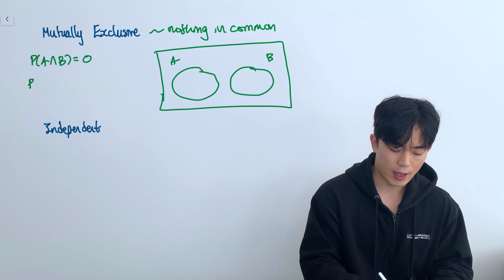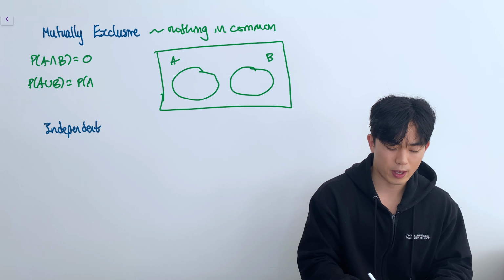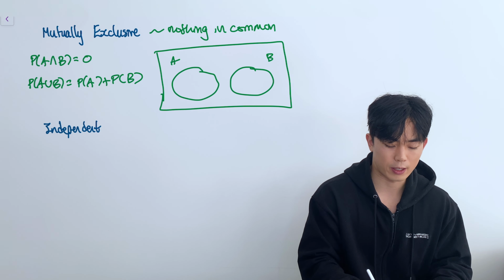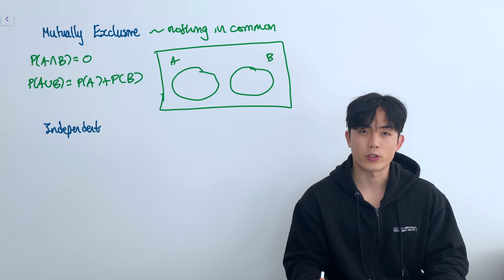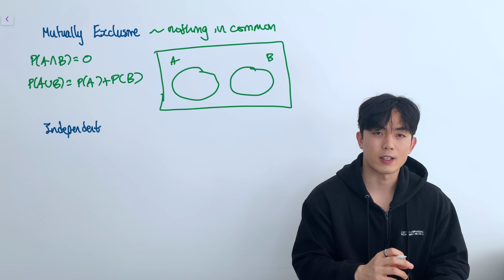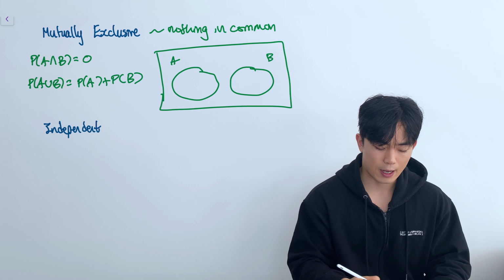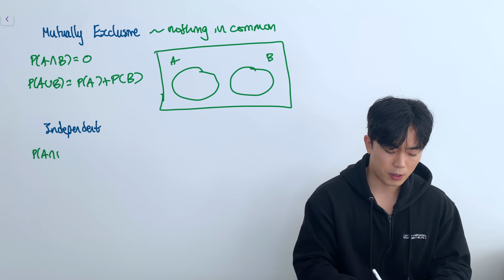Meaning that the probability of A union B, A and/or B, right? It's just the sum of the probability of A plus the probability of B, like this. So that's what mutually exclusive is. Now, independent. So independent means that one event does not affect the outcome or the probability of the second event. And the way we show that is by looking at the probability of A and B.